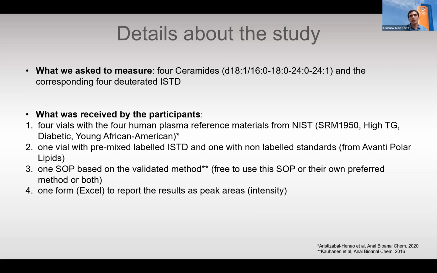While the other 3 reference materials used in this ring trial allow us to test different matrices which might be useful in future clinical research. As ceramides are implicated in cardiometabolic diseases, we included pooled samples from populations with high TAG and diabetes, for example. And then because ethnicity is another factor that can affect plasma sphingolipid levels, we also analyzed young African-American blood plasma as one of the reference materials.